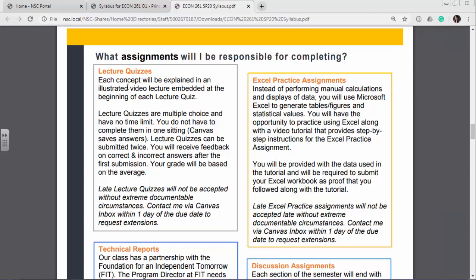And then you're going to be doing a 4 multiple choice question quiz on that. Those quizzes have no time limit. You can enter and exit. Canvas will save your answers. And you are allowed to submit your lecture quizzes 2 times.